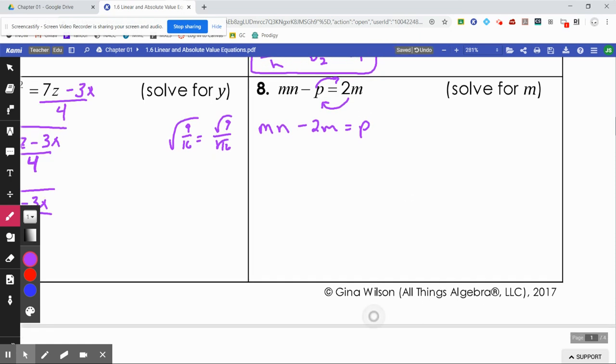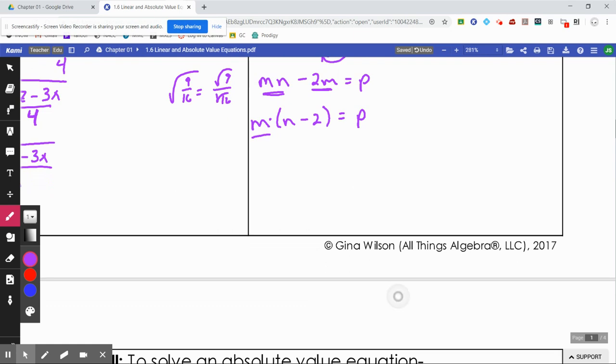So here's what you do now. Now that you've got them all on the same side, if you factor, you go from having two of them to one of them. So we're going to get them on the same side and factor it out. Now that these are being multiplied, we can get rid of this by dividing. So we have m is equal to p divided by n minus 2.